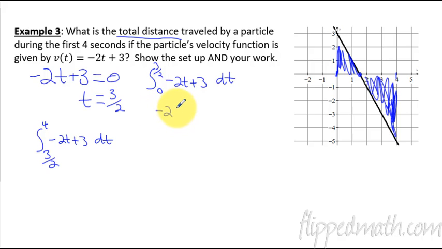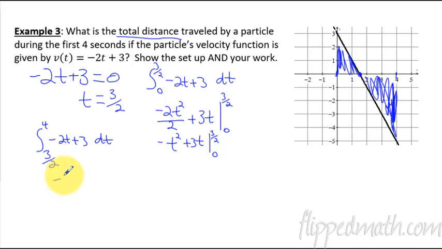Negative 2t squared divided by 2 plus 3t. We're going to evaluate that from 0 to 3 halves. And then we'll do the same thing here. So I'm going to simplify this. I get negative t squared plus 3t, evaluate from 0 to 3 halves.